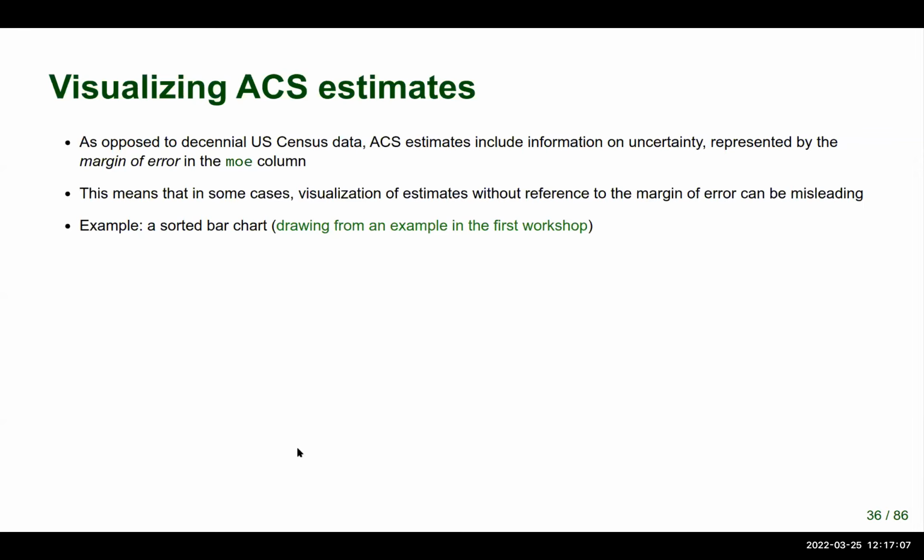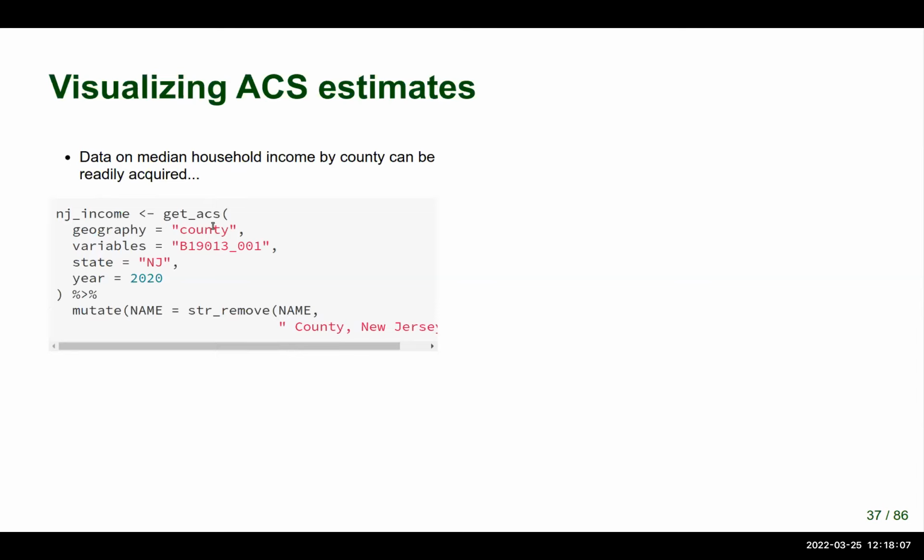So let's take an example of visualizing data without reference to uncertainty. What we're going to be doing is grabbing data on median household income for counties in New Jersey. So we specify geography equals county for the level of aggregation being counties. For the variable that we want, we're grabbing the variable ID code for median household income, which is B19013_001. State equals New Jersey, year equals 2020.